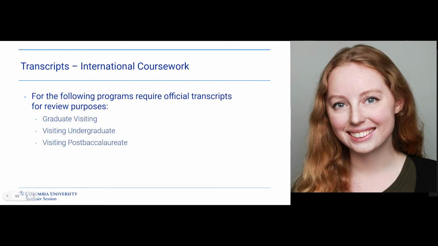Applicants with international coursework applying to the programs listed here must provide official academic transcripts to our admissions team to begin the review process. Applicants must provide official transcripts that include an official language translation if the institutions attended do not issue transcripts in English. Official transcripts must be sent electronically directly from the institution to our admissions team at transcripts@sps.columbia.edu.